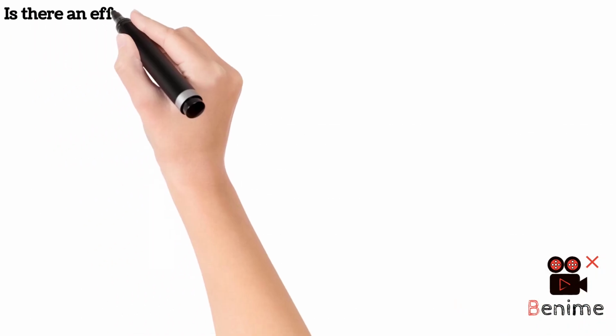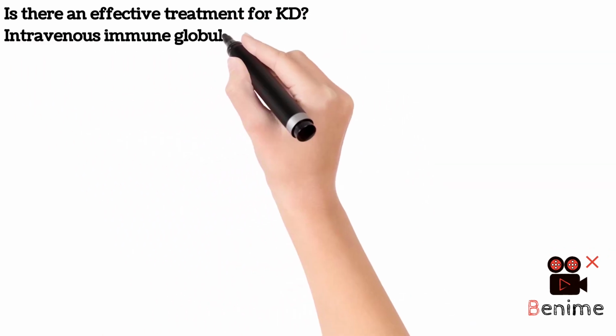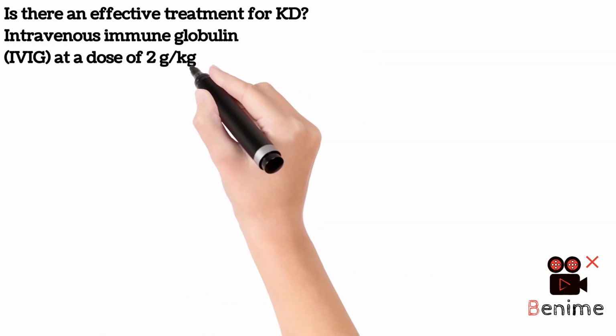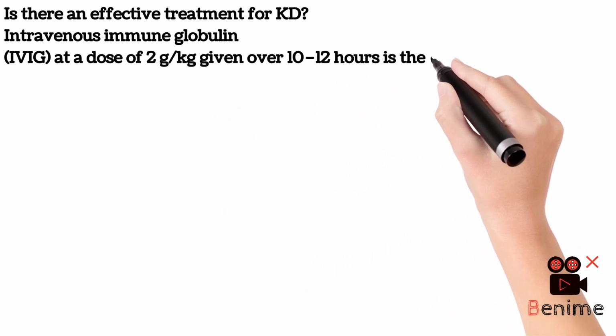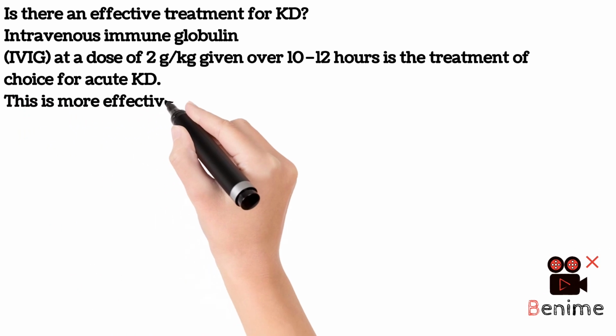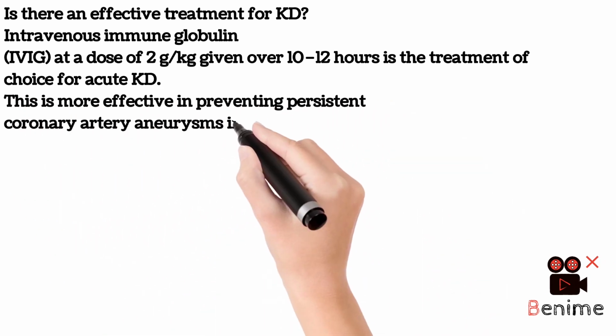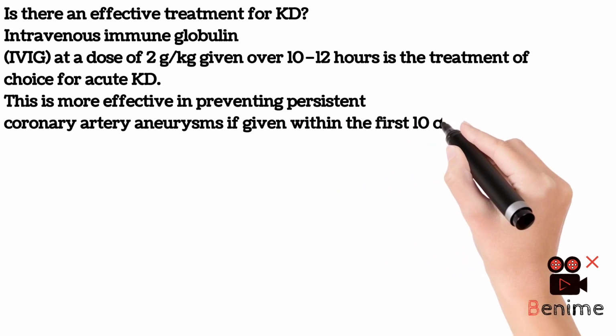Is there an effective treatment for KD? Intravenous immune globulin, IVIG, at a dose of 2 grams per kilogram given over 10 to 12 hours is the treatment of choice for acute KD. This is more effective in preventing persistent coronary artery aneurysms if given within the first 10 days after the disease onset.